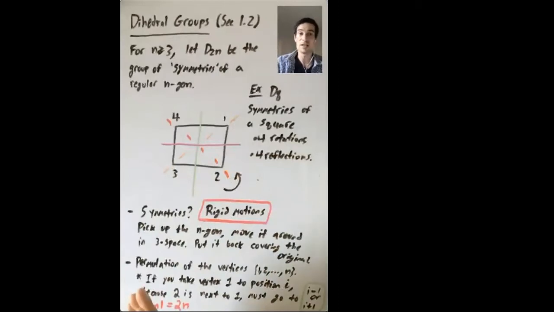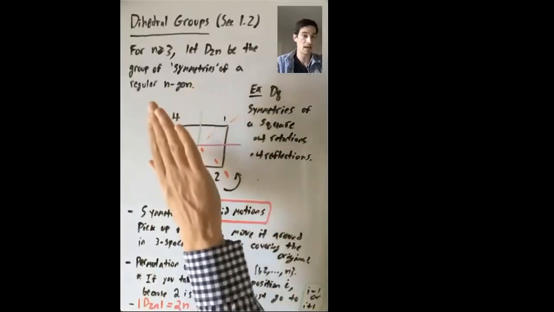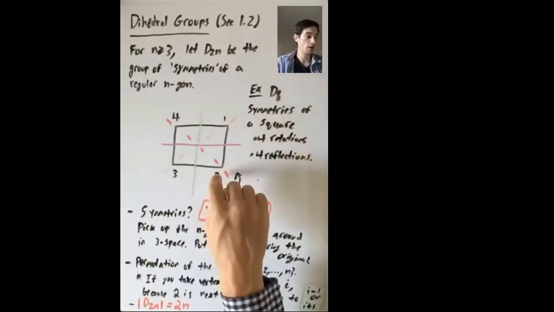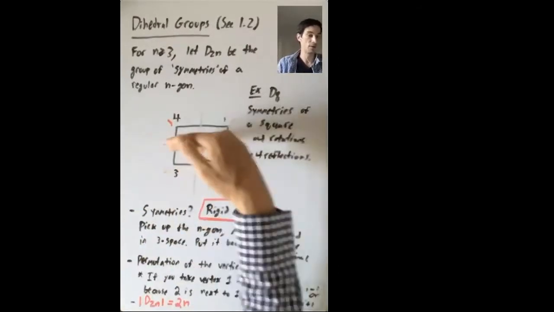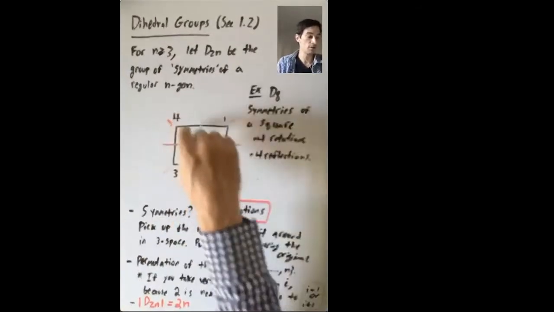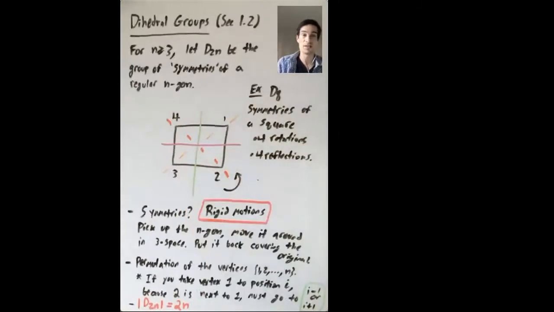But in addition to these 4 rotations, there are also 4 reflections. So you could take this vertical line and flip. 1 goes to 4, 2 goes to 3, 3 goes to 2, 4 goes to 1. Or you could flip on the horizontal line, or you could reflect over either of these 2 diagonal lines.